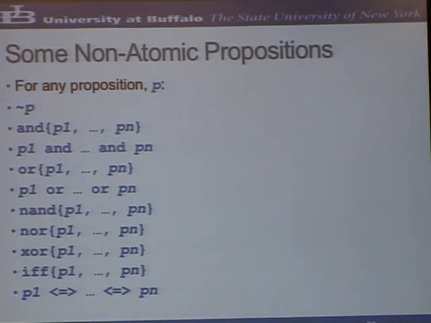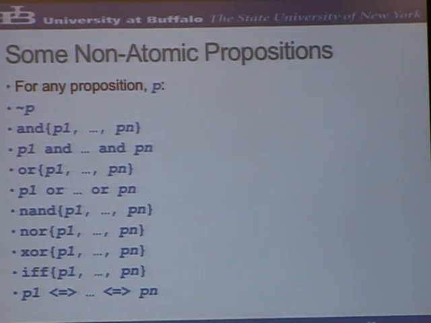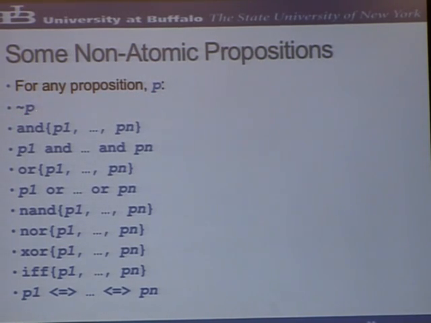Okay, so now I've shown you some connectives. Let me show you this list again, which you've seen before. For any proposition P, that's how we write not P. A conjunction takes a set of arguments. We can write it in this way or in this infix way. OR takes a set of arguments and is the usual disjunction. Again, we can write it in this way or that way.